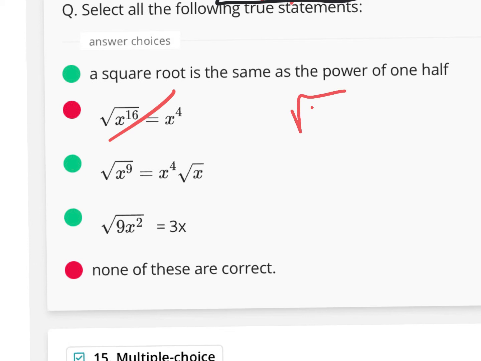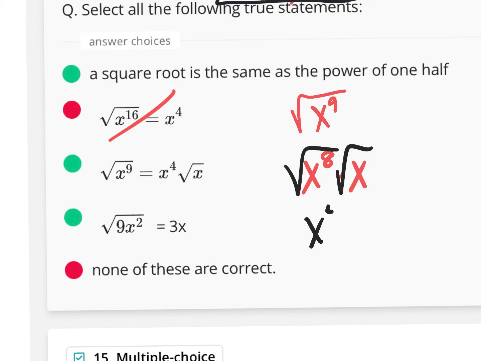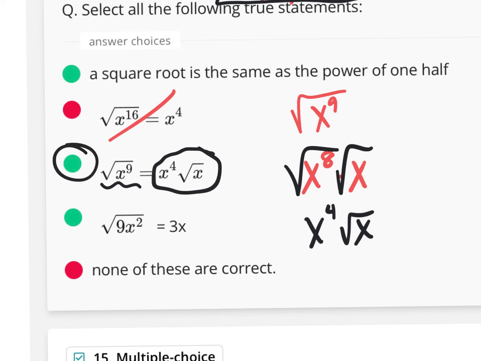Okay, this one is correct if you actually show your work. You have the square root of x to the 9th, but you don't want x to the 9th. You want an even power, so you could rewrite that as x to the 8th times 1 more x, and you could split the root. And of course, right here you end up with x to the 4th with the square root of x, and that's what it says right here, x to the 4th square root of x. So this is definitely correct. Please pick that one.